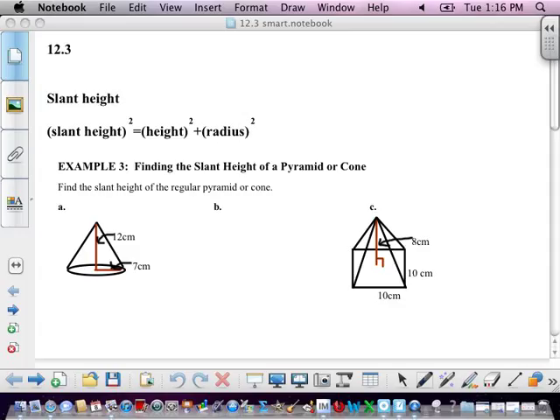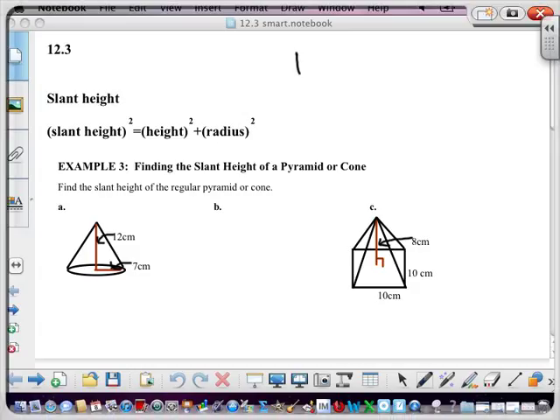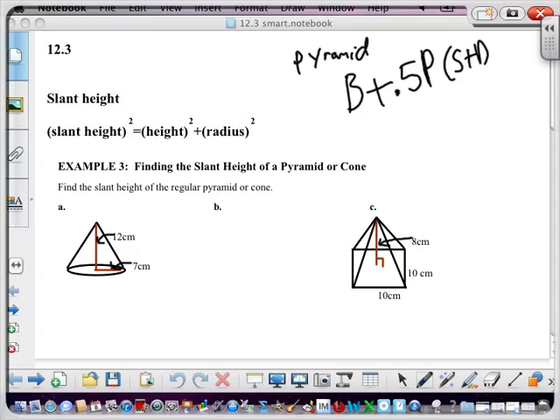Then the surface area of a pyramid is the base plus 0.5 or 1/2 P times the slant height. That's what SH stands for. P is for perimeter.